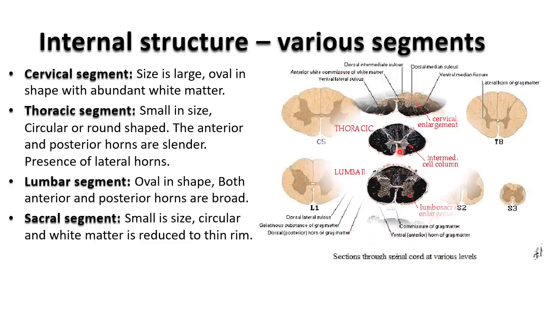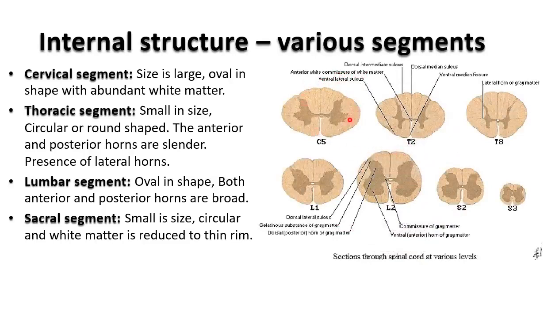So still more, if you see, at the C5 level, you are able to see the abundant white matter, and small lateral horns you are able to see in the thoracic part, and very slender horns in the thoracic segments. In the lumbar segments, you are able to see it is also somewhat oval, but both the horns are broad. And in the sacral segments, you are able to see the white matter is almost reduced to a thin rim. Okay, so these are the variations in the distribution of white matter and the gray matter with respect to the various segments of the spinal cord.